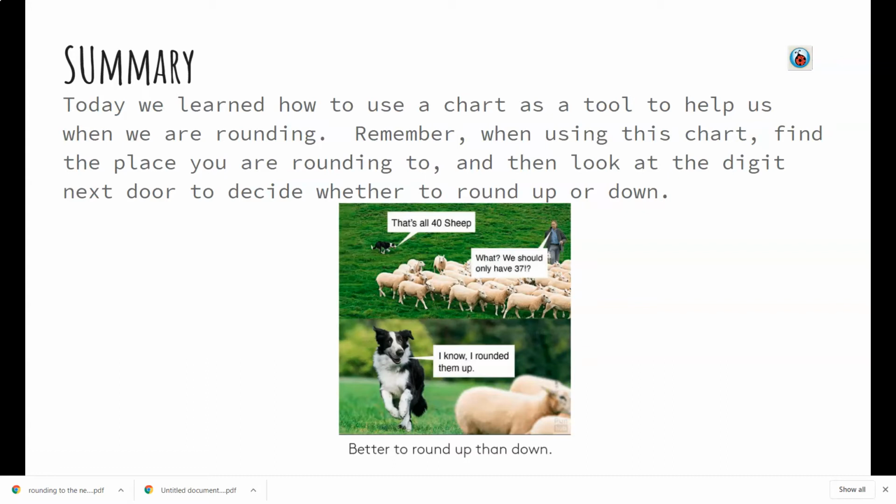And here's a little rounding humor for you today. The dog says, "That's all 40 sheep." And the man says, "What? We should only have 37." And he says, "I know, I rounded them up."